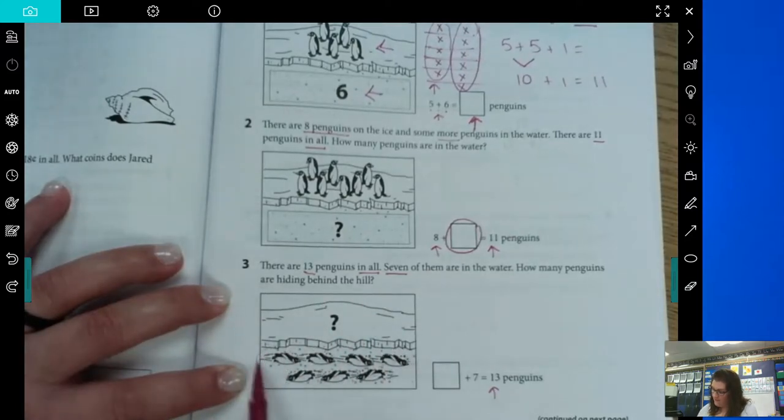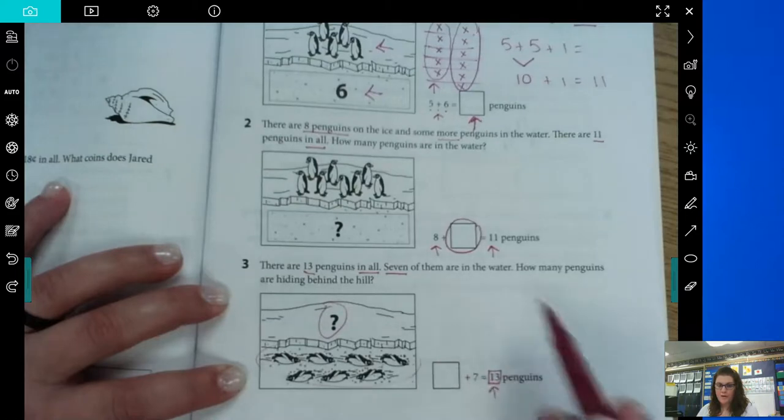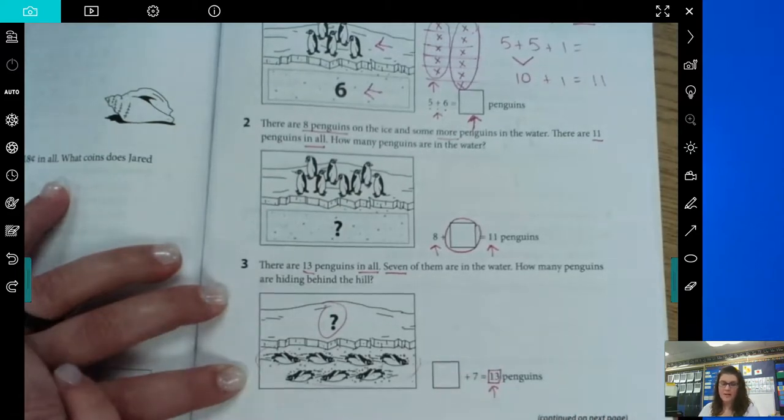So we have 7 in the water. We have 13 total. How many are behind the hill? So you have to figure out what plus 7 equals 13. Draw that picture, write out your answer, and fill in the box. Hit pause, work on that, and come back when you're ready.